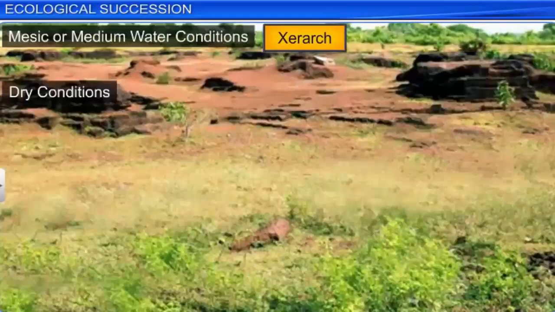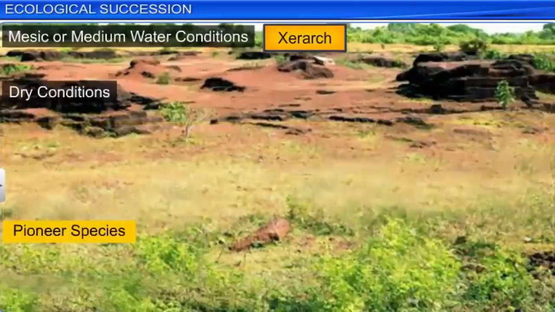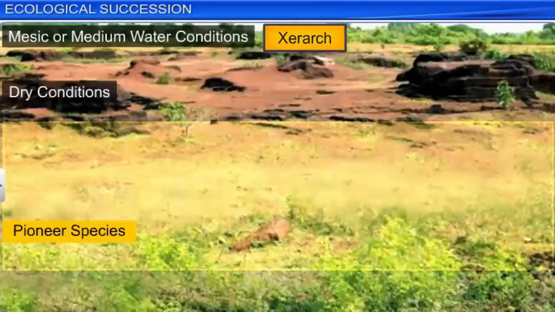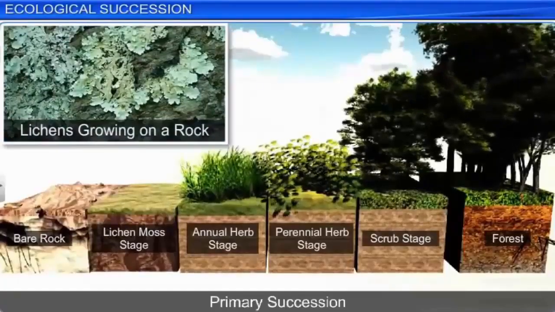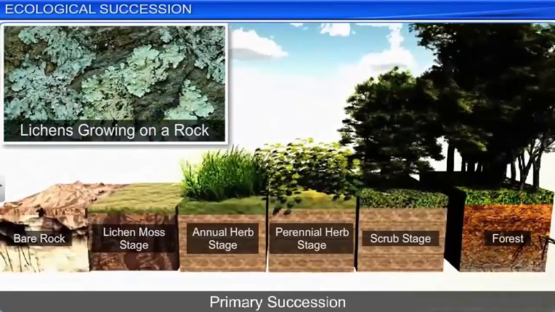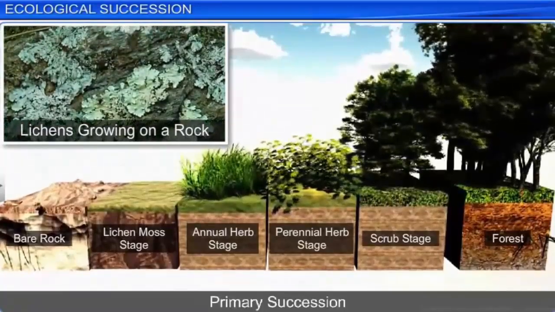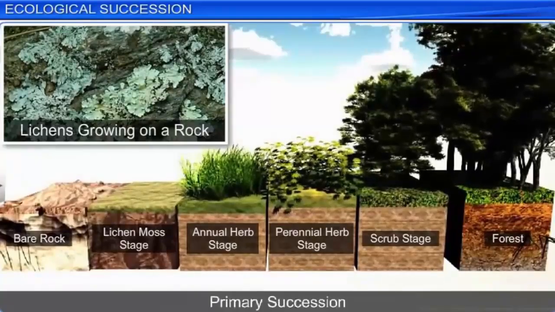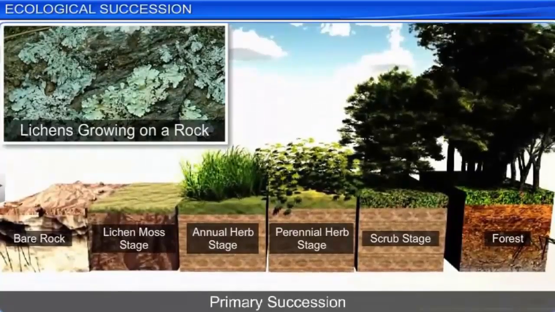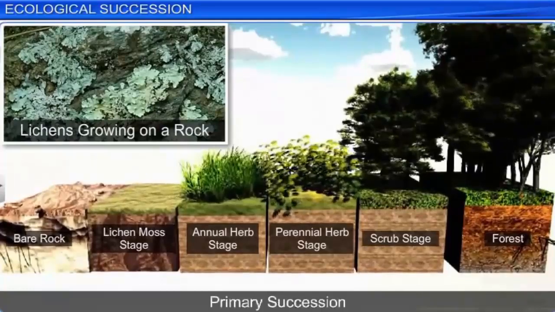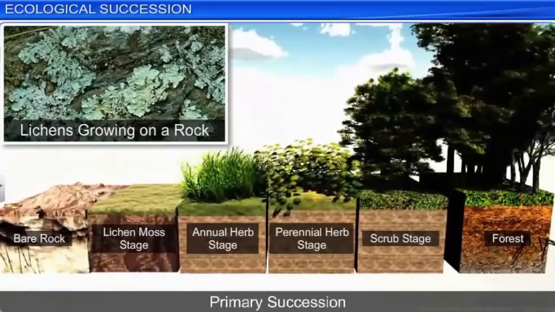The species that invades a bare area during primary succession is known as the pioneer species, and it varies depending on the area where the succession is taking place. The pioneer species is usually the lichens when primary succession takes place on a rock. Lichens have the ability to secrete acids that dissolve rocks, helping in the processes of weathering and soil formation.